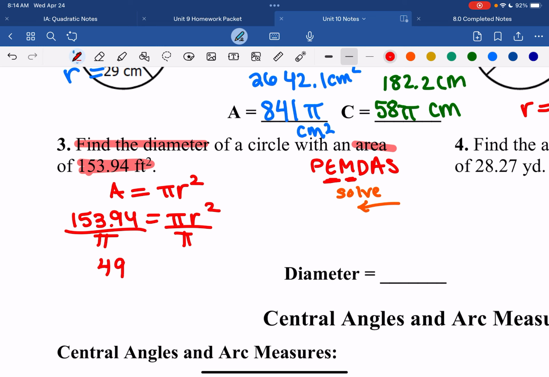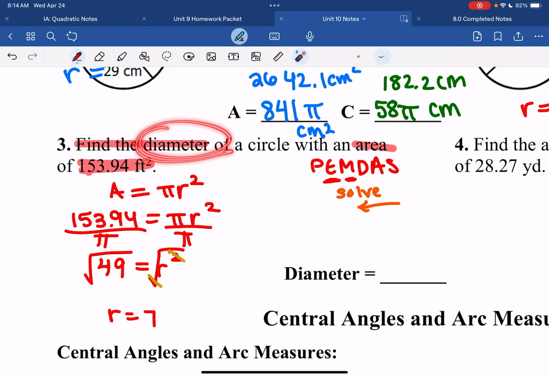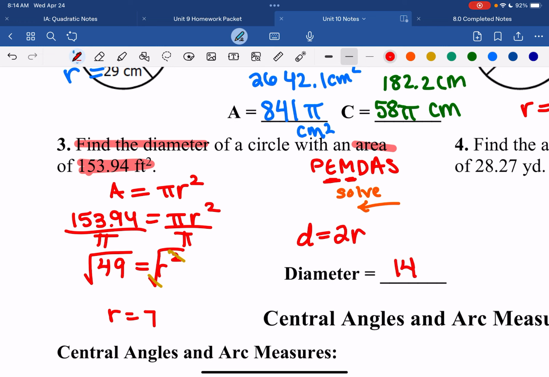So I got 49 and a bunch of decimals. That was 49.000. So I'm going to ignore that. I'm just going to do 49, because when I take the square root, the squared and the square root are going to cancel each other out, so you get r is equal to 7. Now remember, the question wants us to find diameter. Remember, diameter is equal to 2 radiuses. So diameter is going to be 14 feet.